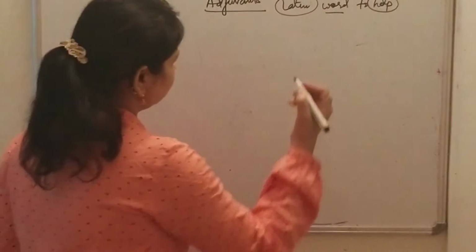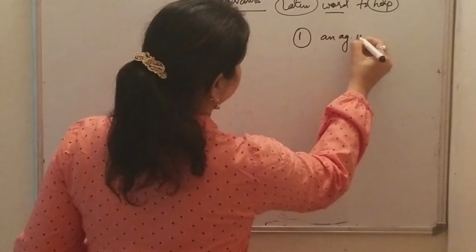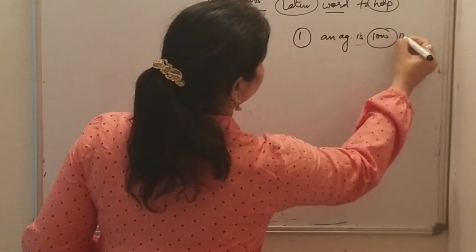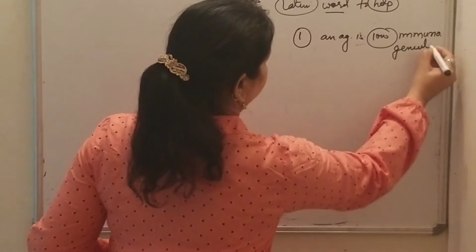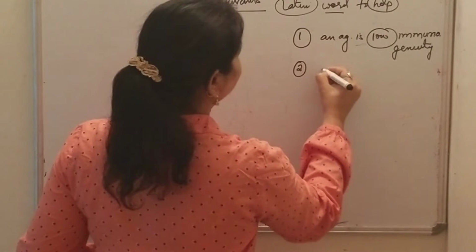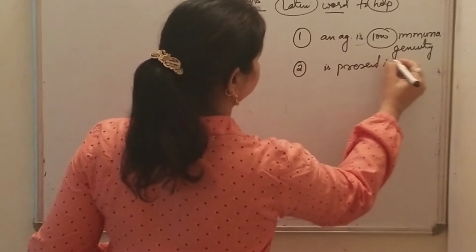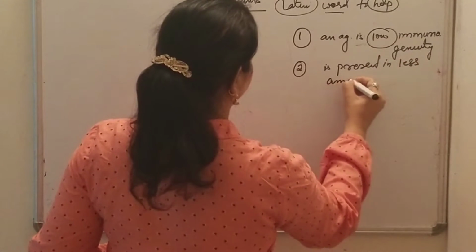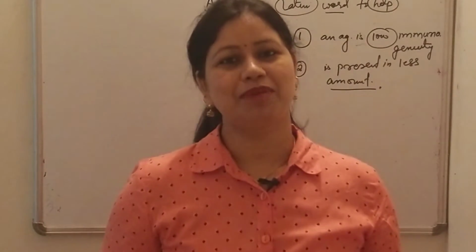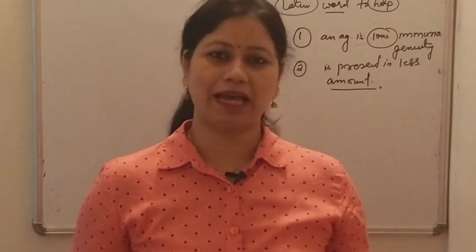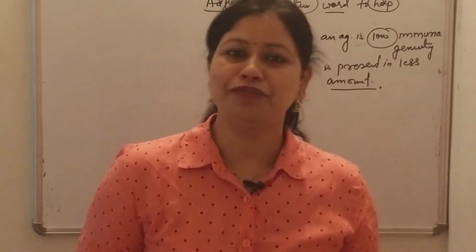So the two conditions are: whenever an antigen has low immunogenicity, and when that antigen is present in a very small amount. I am giving a very simple example. When a mouse is immunized with BSA, that is bovine serum albumin, mixed with an adjuvant, then the antibody response of that mouse increases 5-fold or even more.